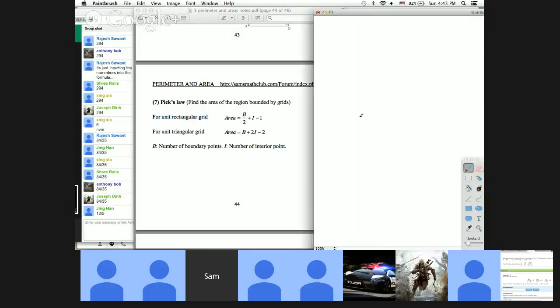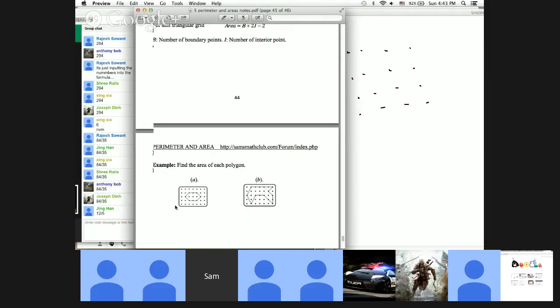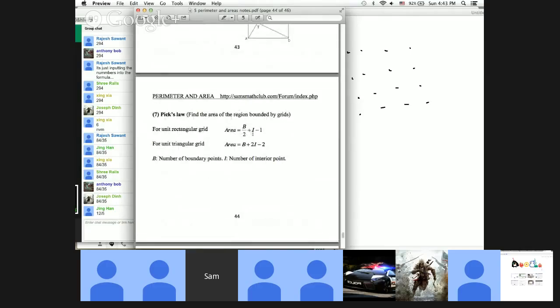Rectangular grids are really simple, just a regular normal grid, you know. So like right here, this would be a grid. The area is equal to B over 2 plus I minus 1. What B stands for is the number of points on the boundary of whatever figure you want, divided by 2, plus I, which is the number of points inside your figure, minus 1.